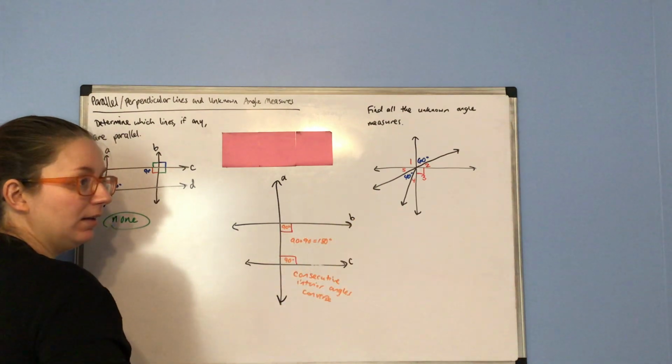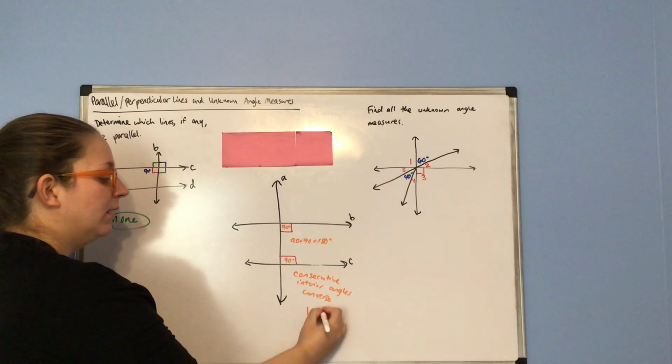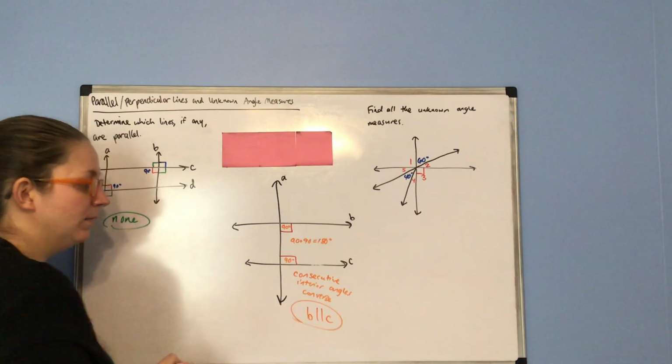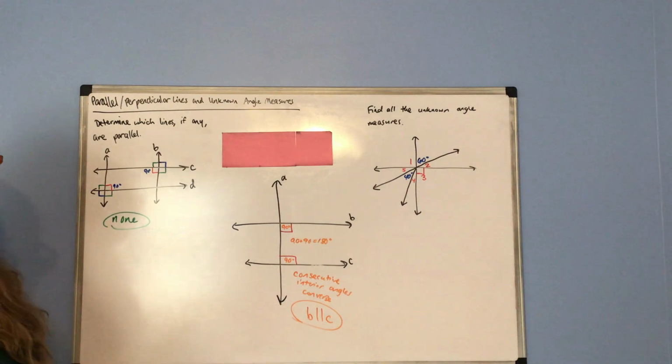So by using that consecutive interior angles converse theorem, I can say that B is parallel to C. Remember that that symbol there means parallel. So I did have enough information there to make that conclusion based off of a theorem that we've done before.